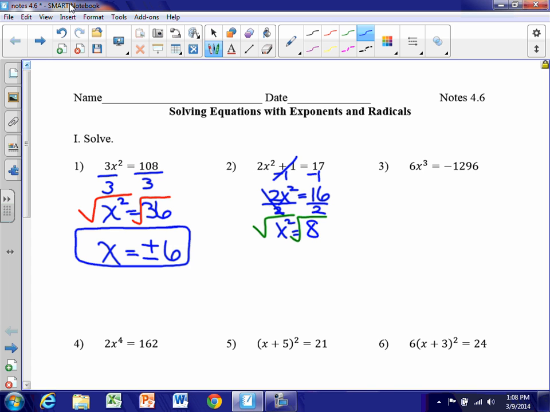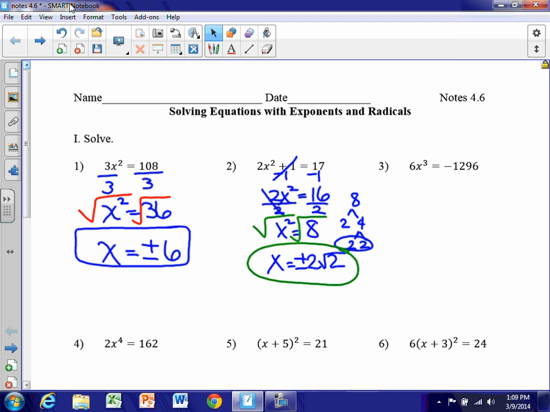However, 8 is not a perfect square. So off to the side, I'm going to factor 8. And then I have to break down the 4. And remember, you're looking for pairs. So a 2 comes out, and then the extra 2 goes back under the root. All right, so your final answer is both positive and negative 2 square root of 2. The other option is to get a decimal, but right now I'd prefer you to practice breaking down the roots.